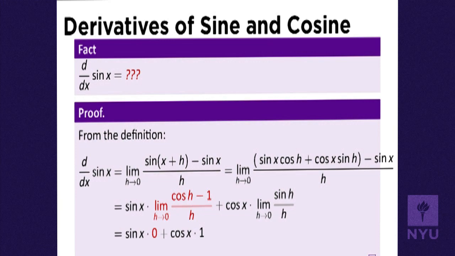Sine of x times 0 plus cosine x times 1. And that all adds up to cosine x. So there you have it. The derivative of the sine function is the cosine function. All right, pretty cool. Questions about that?